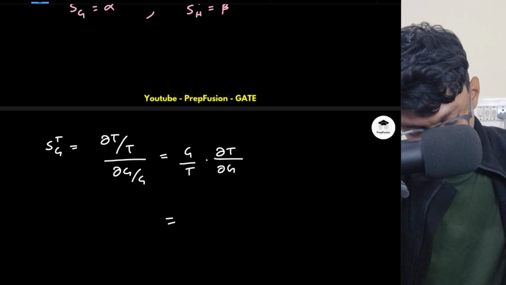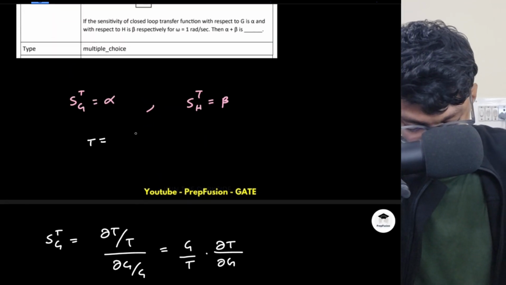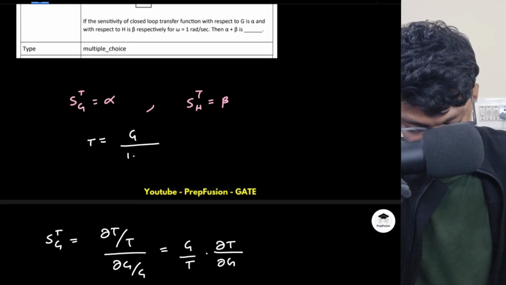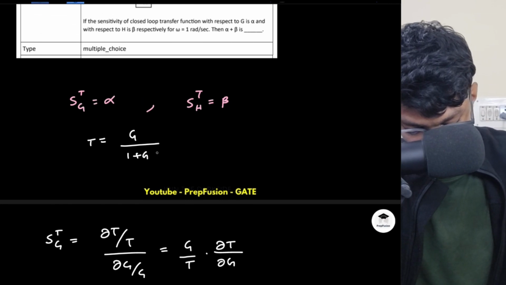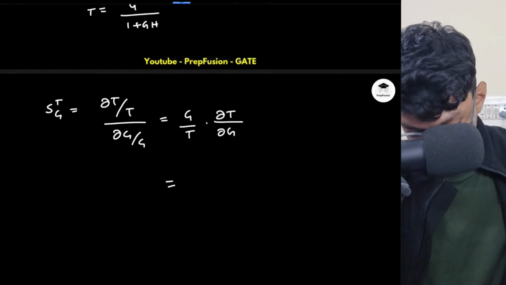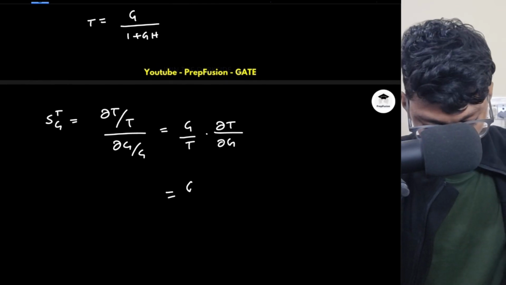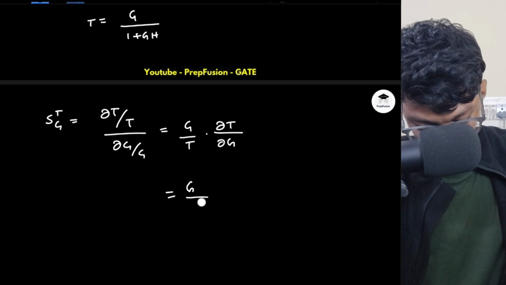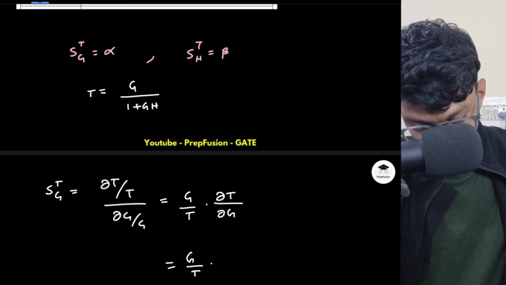Okay, so this, right? What is my T? What is my T? T is G upon 1 plus G of H. G upon 1 plus G of H. Okay, that is what my transfer function T is. Okay, G upon 1 plus G of H. So it will be G upon T into del T by del G.